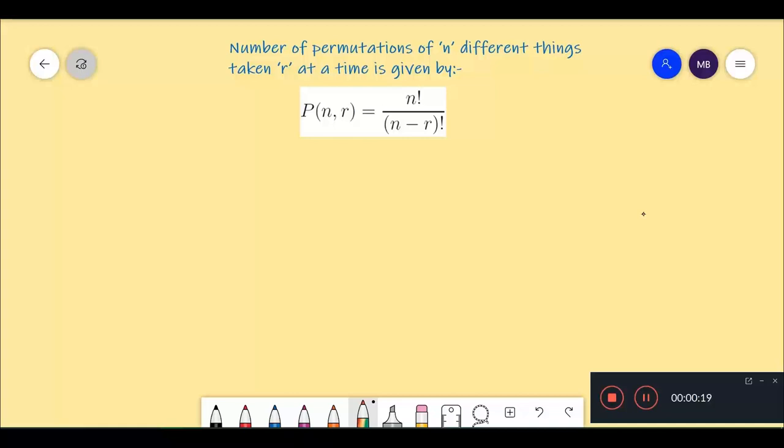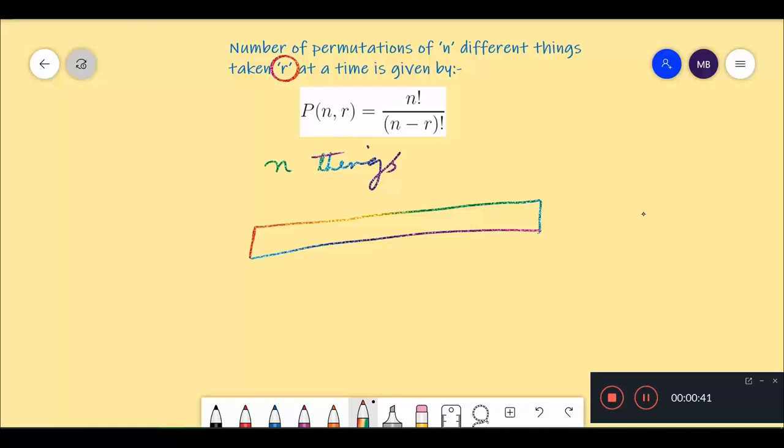Since we have a total of n different things, and out of these n things we want to choose r things, let us take our r as boxes, and we want to select r boxes out of these n objects. So we have n different objects, and we want to fill these r fields.